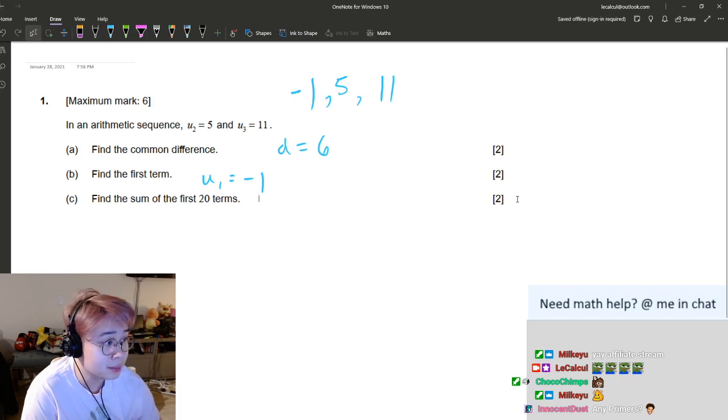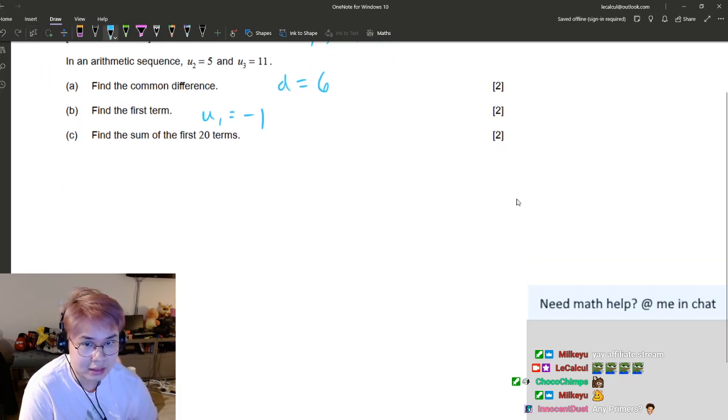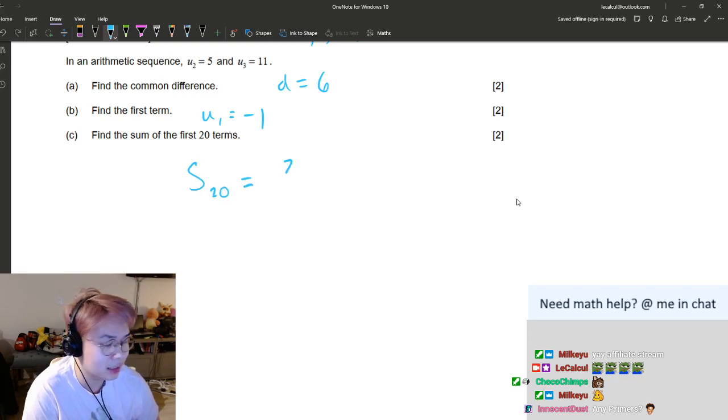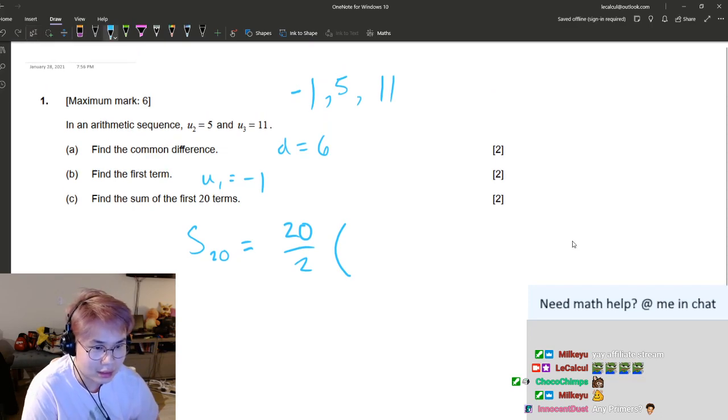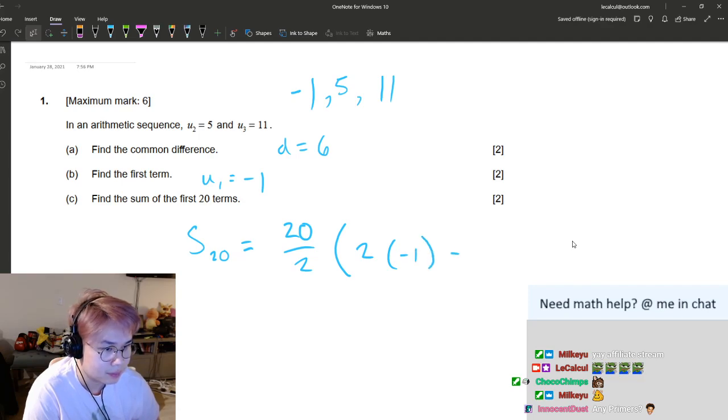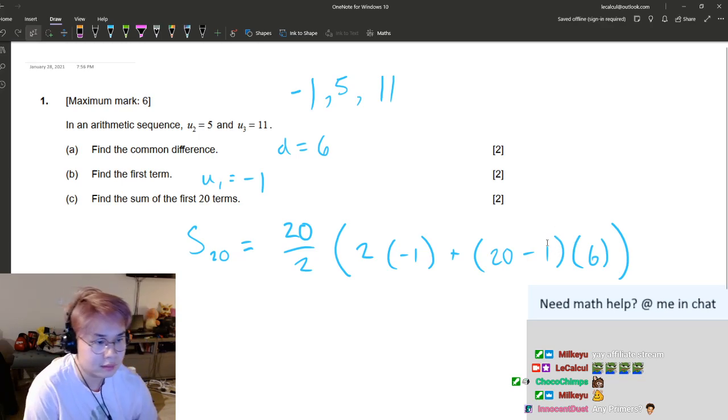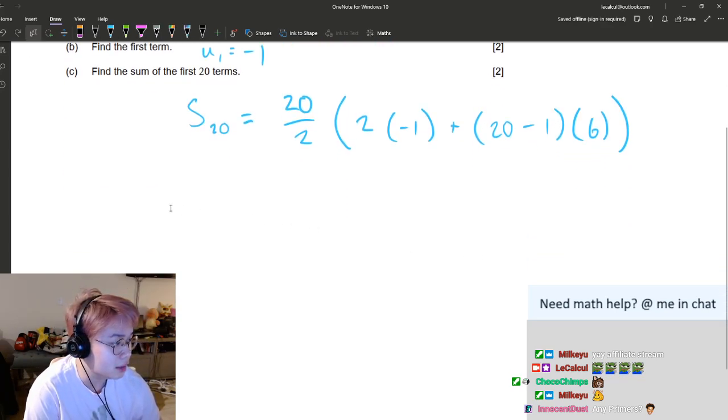And then find the sum of the first 20 terms. Easy enough to do. We have a formula for that. Luckily, I know this one off the top of my head. So it's 20 divided by 2, times 2 times the first term, plus 20 minus 1 times the difference, 6. And then I guess we do this math without a calculator.